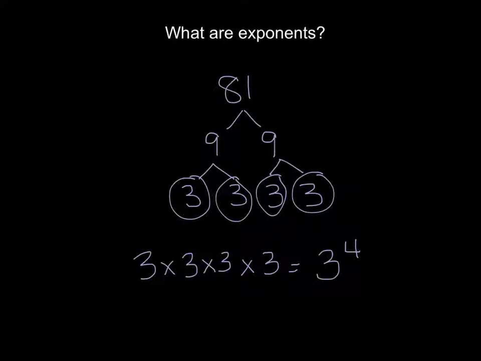A more efficient way to write 3 times 3 times 3 times 3 is 3 to the 4th power. This is a power. So let's break down what exactly a power is. There are two parts to a power. You have something called a base, and then you have something called an exponent. You need both of these numbers in order to have a power.